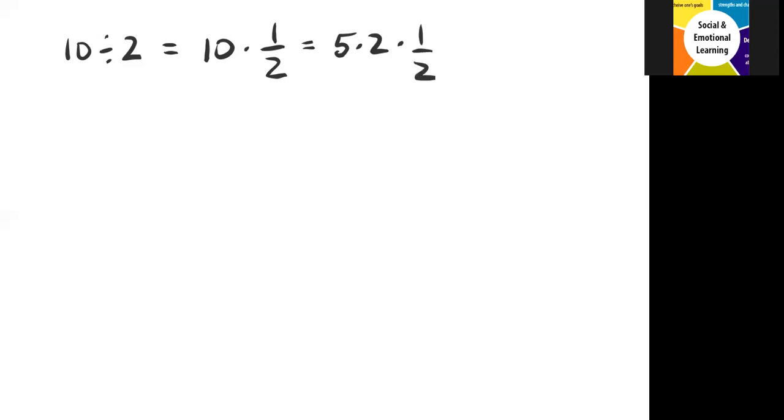So what if we had 10 divided by 2? Well, 10 divided by 2, now we know that this is really equal to 10 times 1 over 2 by the rule that we just discovered. And if we wanted to, we could write 10 as 5 times 2, times 1/2, because 10 is just 5 times 2.